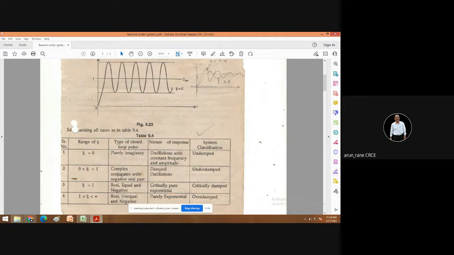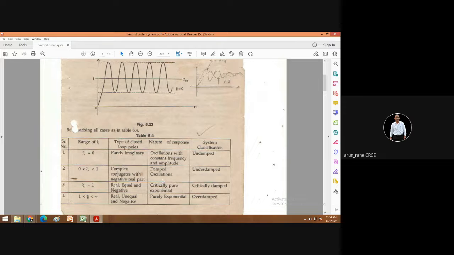The value of zeta, you will come to know the mathematical model for this. Zeta is nothing but the damping ratio, so that is 0. The closed loop poles are purely imaginary, that is, they will lie on the imaginary axis.